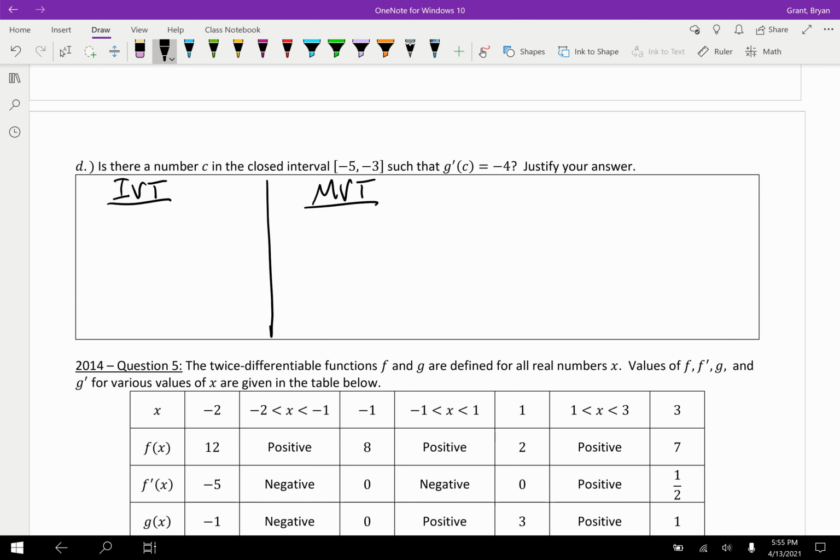The IVT talks about the same function that's given. So g prime of C equals -4. The IVT says, well, let's find g prime of -5 and also g prime of -3. And we're going to hope that -4 is in between there. The MVT says, let's use one function above, let's use g, and let's find the average rate of change, the slope of the secant. And so we'd find g of -5 minus g of -3 over -5 minus -3. And we're going to hope that the answer is -4. So let's do the IVT first because I think that's less work.